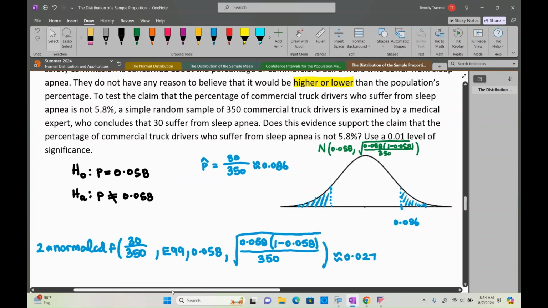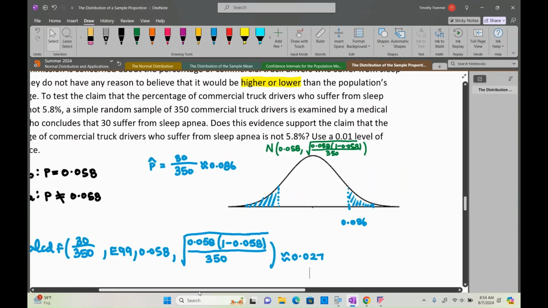So now this is the p-value. And what this means is there's only about a 2.7% chance that we would end up with a sample proportion this extreme in either direction. Okay. Now, we do have a significance level that we need to compare this to. So our significance level is 0.01. Okay. So this is bigger again. So that means that we're going to fail to reject the null hypothesis.